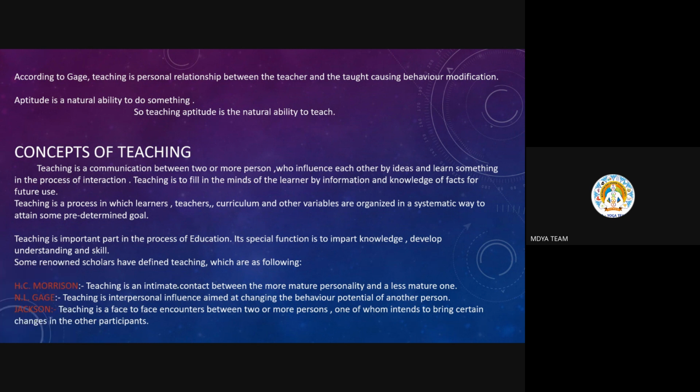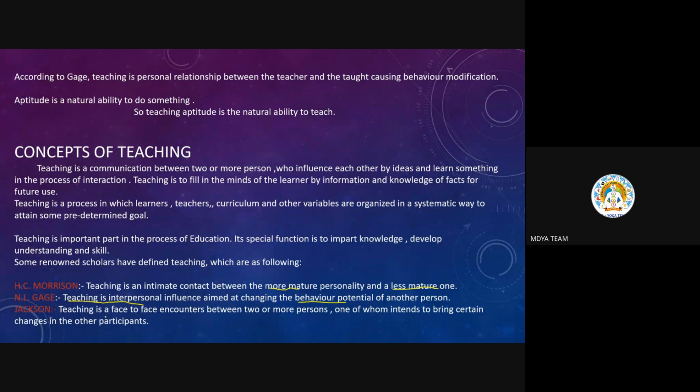Teaching is an intimate contact between a more mature personality and a less mature personality. Here, the more mature personality means the teacher, and the less mature one is the learner. Gage: teaching is an interpersonal influence aimed at changing the behavior potential. Here, the change is the behavior modification. These are the keywords. Just remember that. So, aimed at changing the behavior potential of another person.